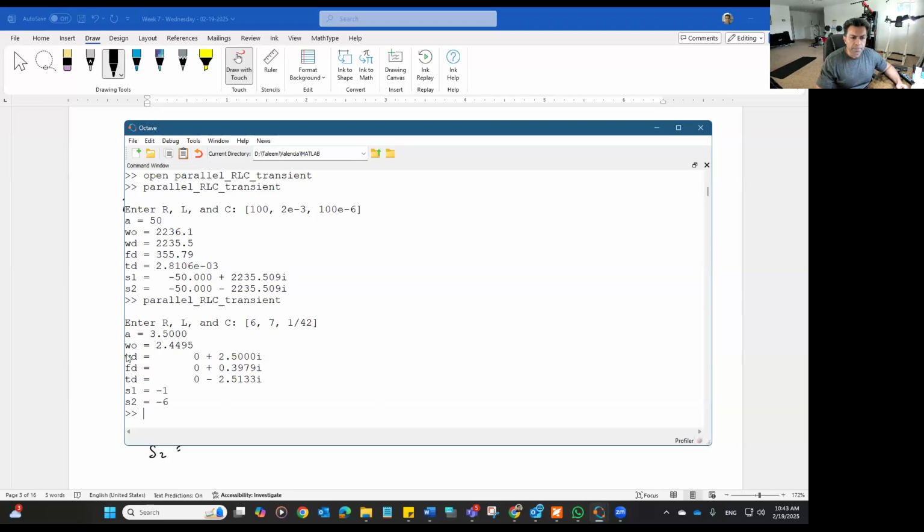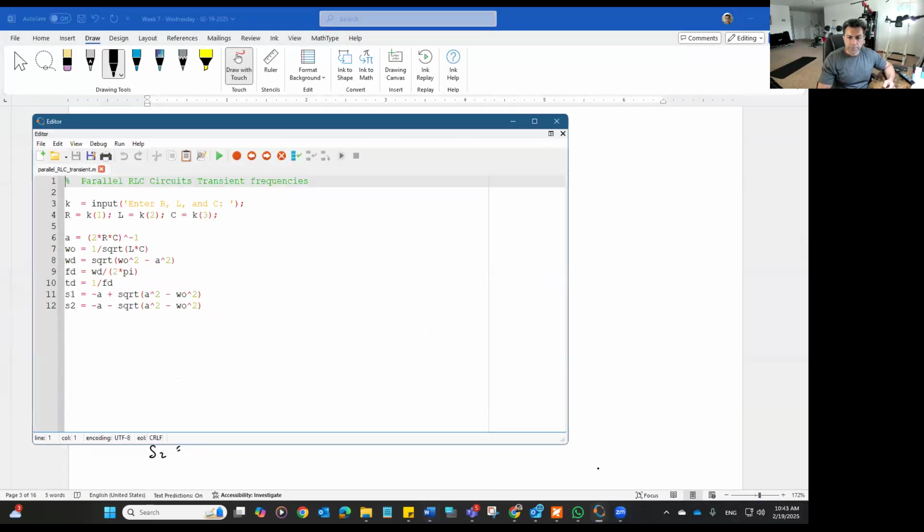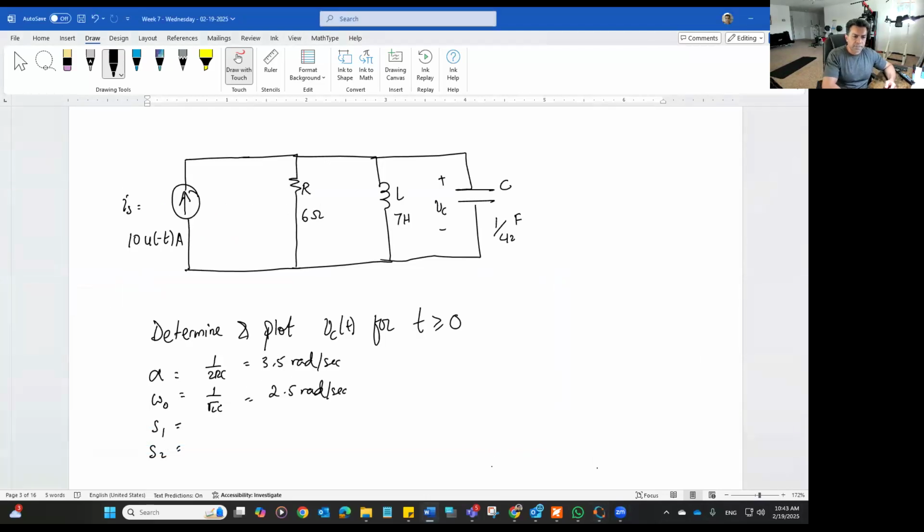But if your circuit is overdamped or critically damped, we don't really use any of these values. All you need is alpha, omega naught, S1, and S2. So in this case, alpha is 3.5 radian per second, omega naught is 2.5 radian per second, and then we have S1 and S2: -1 and -6, both radian per second.